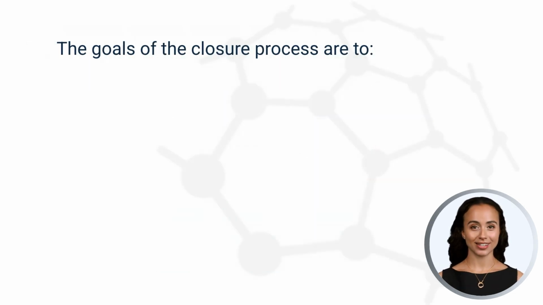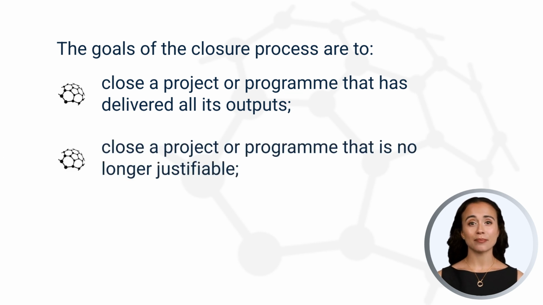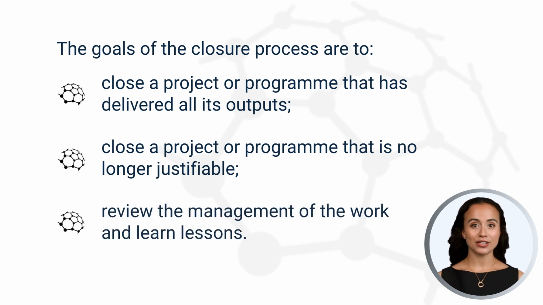The closure process has 3 goals. These are to shut down a project or program when it has completed the work set out in its definition documentation. Terminate a project or program if it is unlikely to produce sufficient value. Review the governance and management of the project or program and document lessons learned.